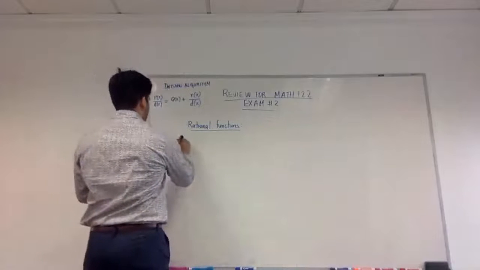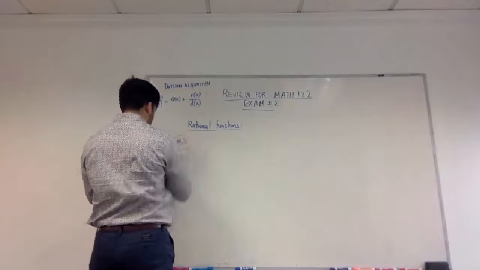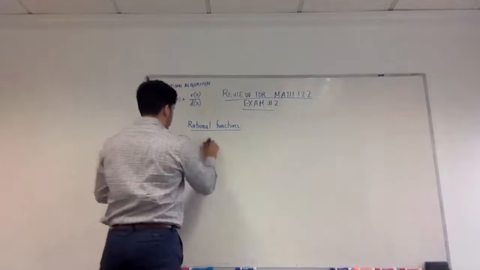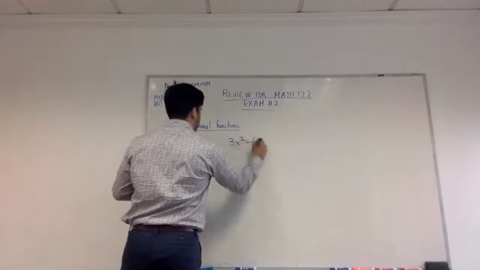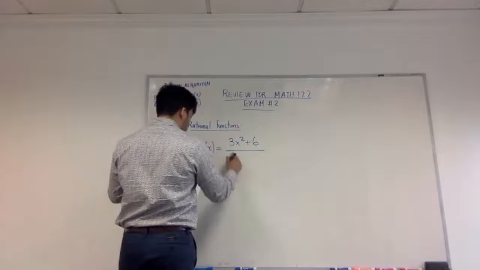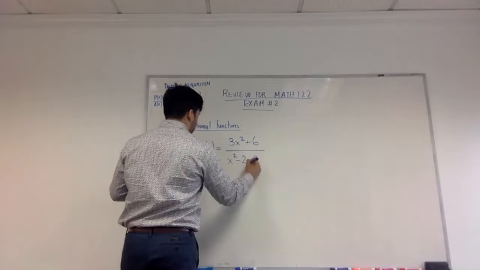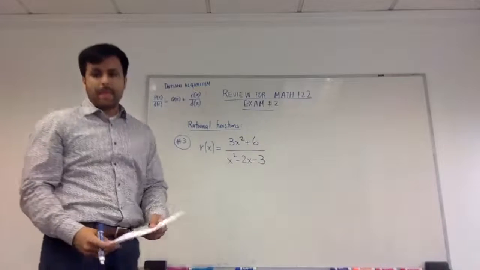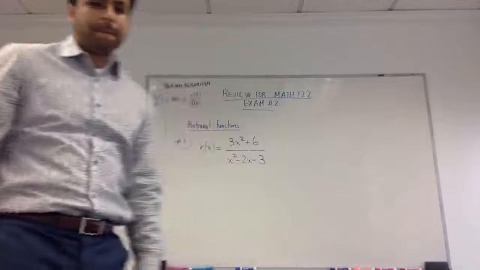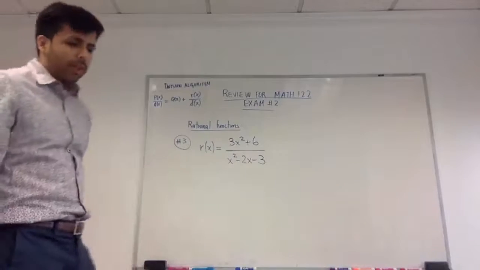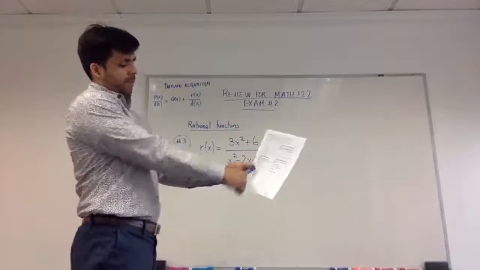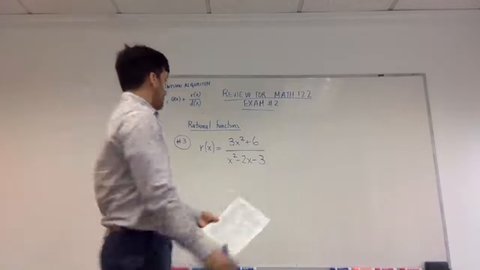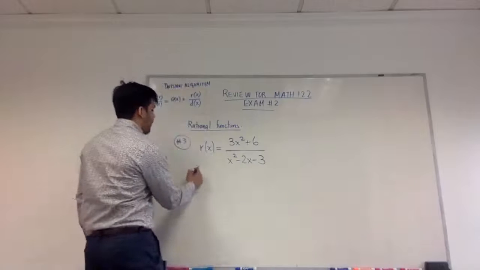And we're going to do particularly number 3. So number 3 is r of x equals 3x squared plus 6 over x squared minus 2x minus 3. So this is our rational function. And what we want to find are all these items here, right? First, we want to find the x-intercepts.